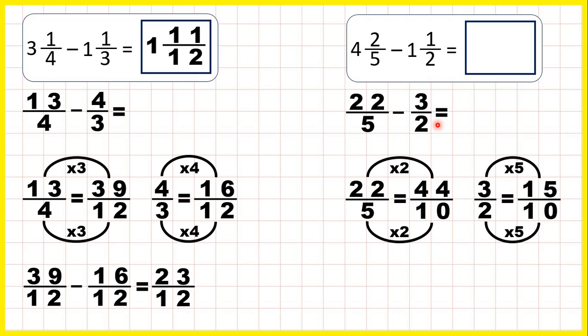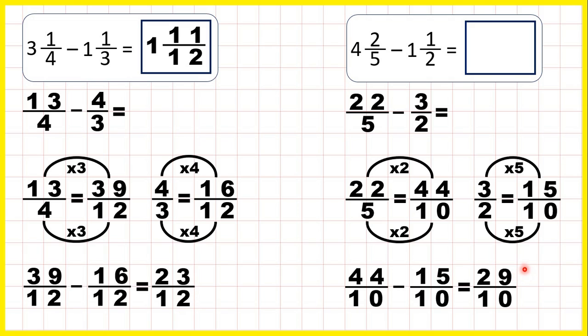So now we can rewrite our question again. Instead of 22/5, we can write 44/10, and instead of subtracting 3/2, we can subtract 15/10. So now we've got our denominators the same, so we keep the denominator the same in our answer. 44 minus 15 is 29, so our answer is 29/10.